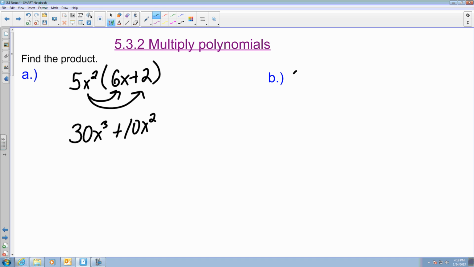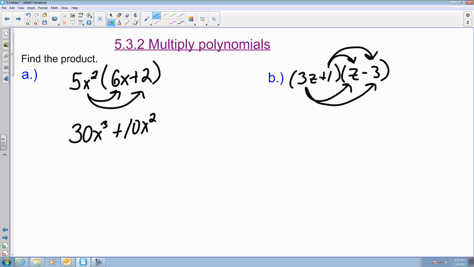Now for b, let's say I had something like 3z plus 1 times z minus 3. So now this is where I would use FOIL. So I would multiply here and multiply here, then I go here and then multiply here. So I got 3z squared minus 9z. Now I'm going to deal with my 1 and my z, so that gives me plus z minus 3. So I can combine these like terms, and that gives me 3z squared minus 8z minus 3.